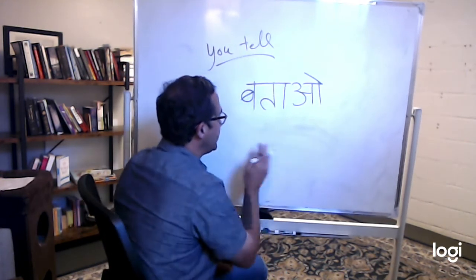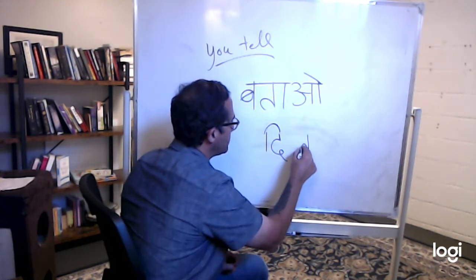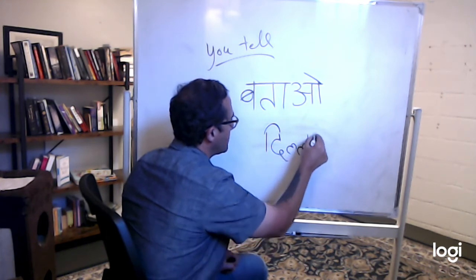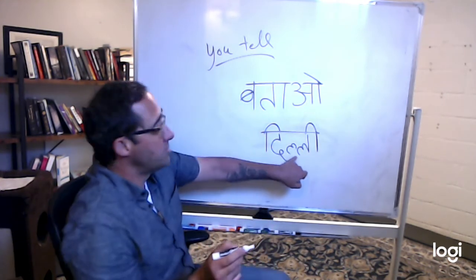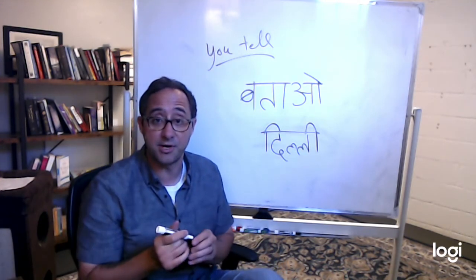And when I wrote Delhi, that's two L's together, and that's how they come together. That's a conjunct. And that's where we're going to start next time.